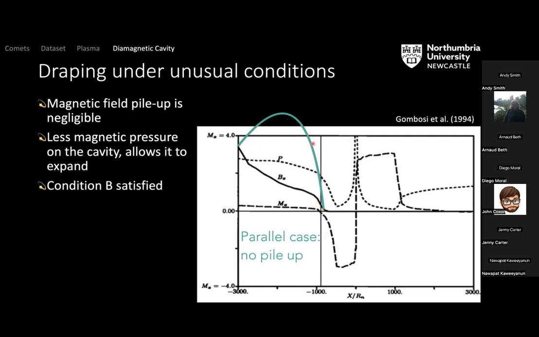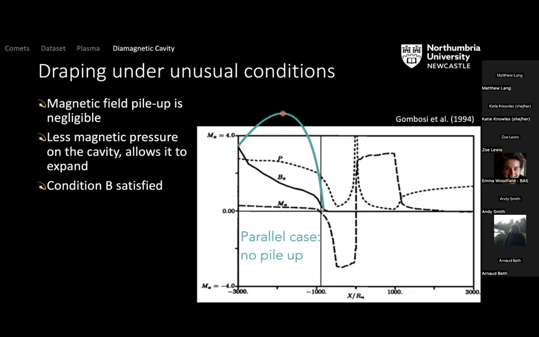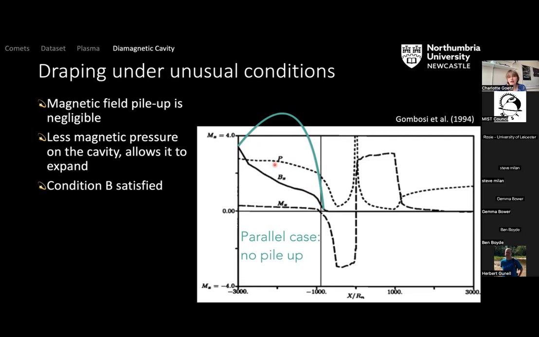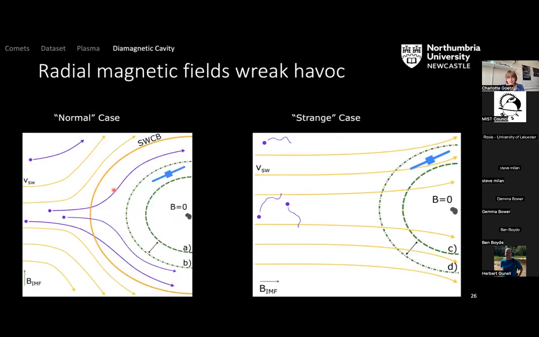But in this case, we can't pile up the field because that would violate the divergence free condition. And so what ends up happening is that under normal conditions, we have pileup, and that's a very high magnetic field value just before the cavity and high pressure pushing the magnetic cavity inwards. While in the parallel case, there's no pileup, so very low magnetic pressure, and that allows the diamagnetic cavity to expand. And so that means that we can also satisfy condition B.